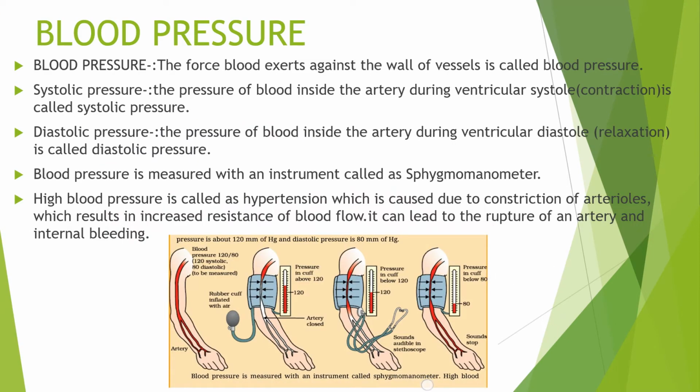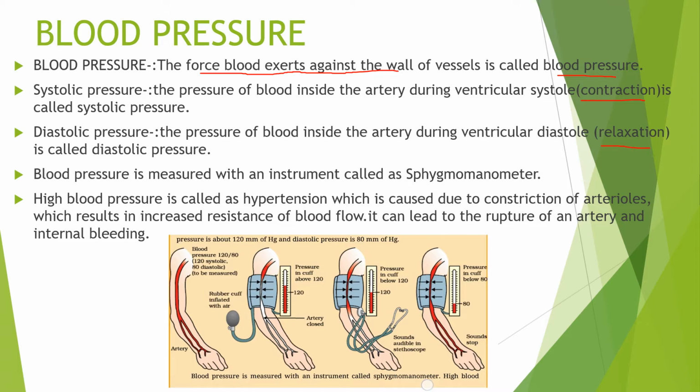Now, basically, blood pressure is nothing but the force that the blood exerts against the wall of the vessel. That force exerted by the blood on the wall of the vessel is known as blood pressure. There are two types of blood pressure. One is systolic pressure, and the second one is diastolic. Systolic means contraction, whereas diastolic means relaxation.